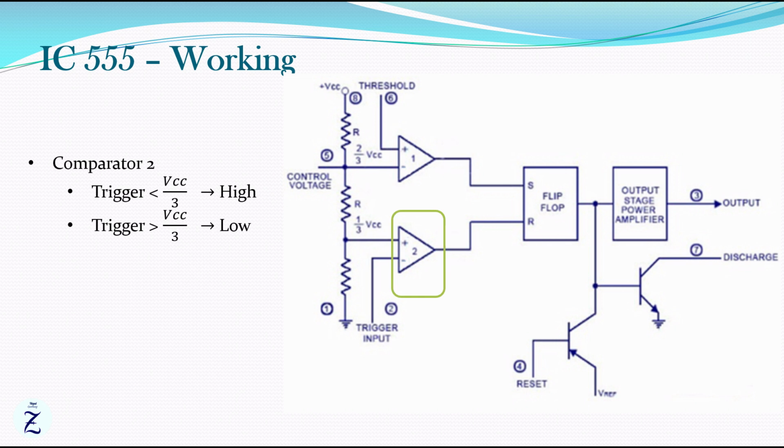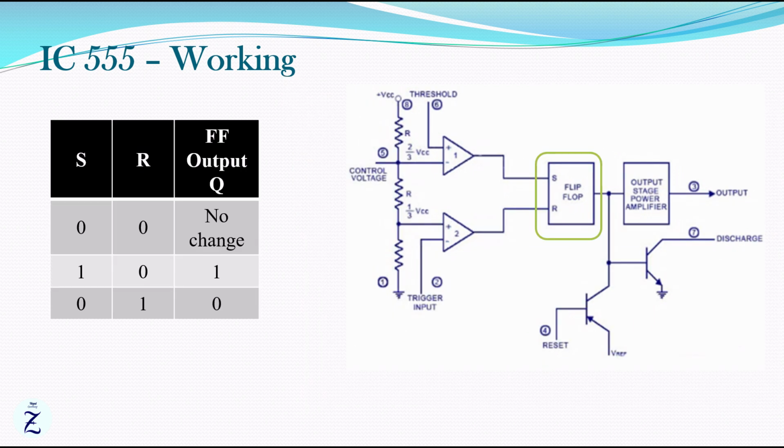In the case of comparator 2, the 1 by 3 VCC voltage is applied at the non-inverting terminal and the trigger input is applied at the inverting terminal. So when the trigger input is below VCC by 3, it will produce a high output. When the trigger is greater than VCC by 3, it will produce a low output.